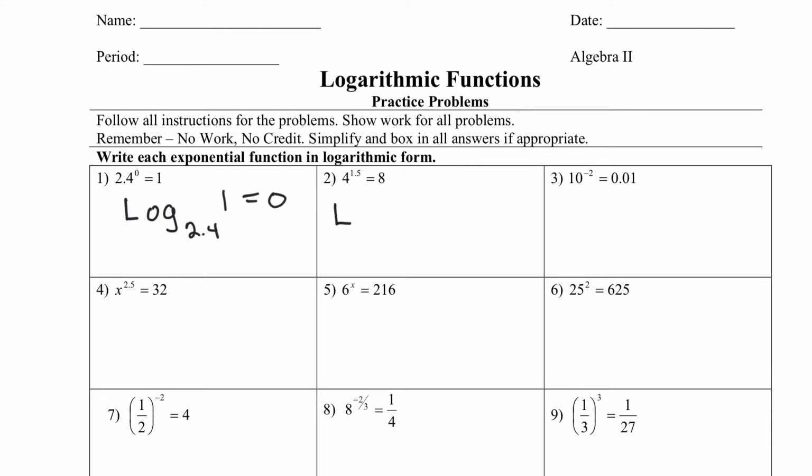So we have number 2. You're going to write log. The base is 4. We know the answer is 8, and the exponent is 1.5. For number 3, we have log. By us not having a base here, by default that's a common base. The answer, and it's equal to -2.